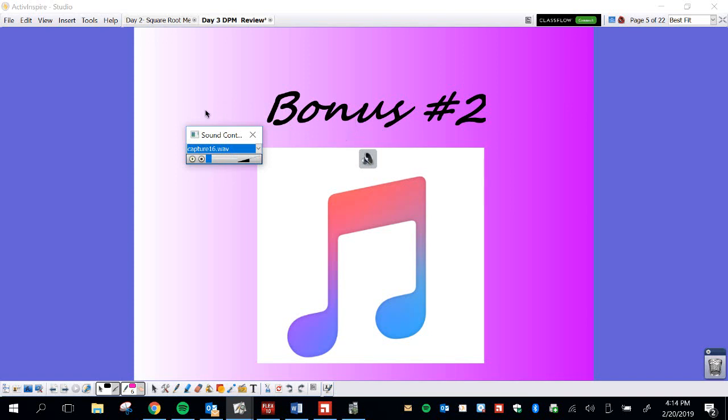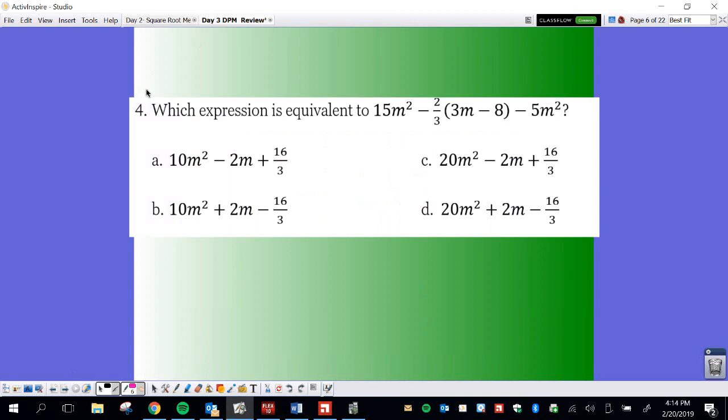All right, so let's go on to our next question, number 4. Which expression is equivalent to 15m squared minus 2 divided by 3 times 3m minus 8 minus 5m squared? Keyword here, equivalent.